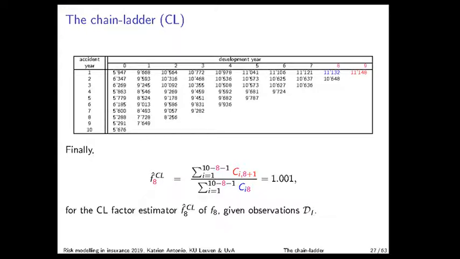Development factor f8 measures the growth from development period 8 to development period 9 in the run-off triangle. But only the first row, the first occurrence row in the triangle, has both cells observed. Thus, chain ladder factor f8 is estimated as the ratio of the number in red and the number in blue. It is equal to 1.001 in this particular example. Hence, the cash flows paid in the final development period are minor.